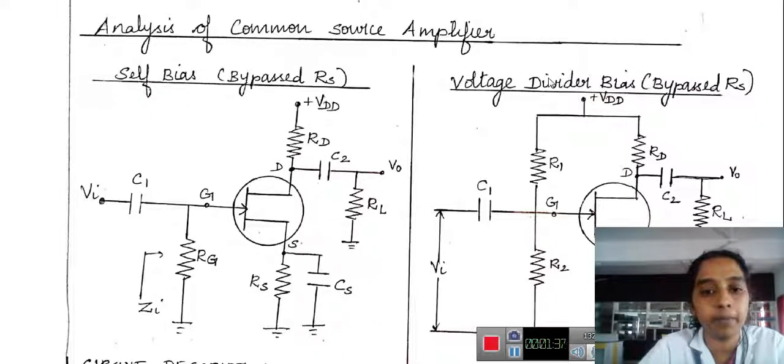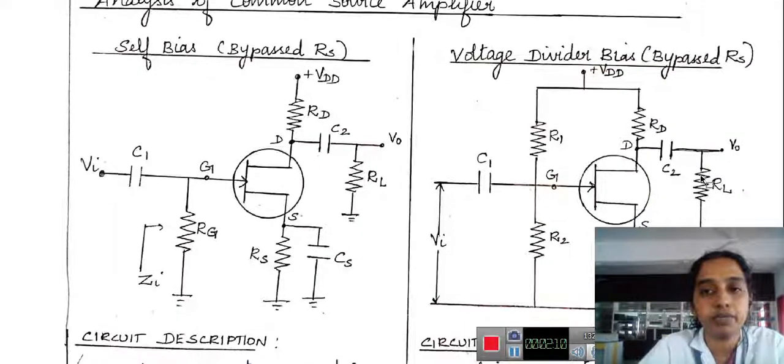In the bypassed source resistance, we bypass with the help of a capacitor. So the voltage is bypassed and it does not affect the gain. If I don't bypass with the help of a capacitor, I will have a voltage drop. That drop needs to be considered. Okay, this is a general circuit for self bias.